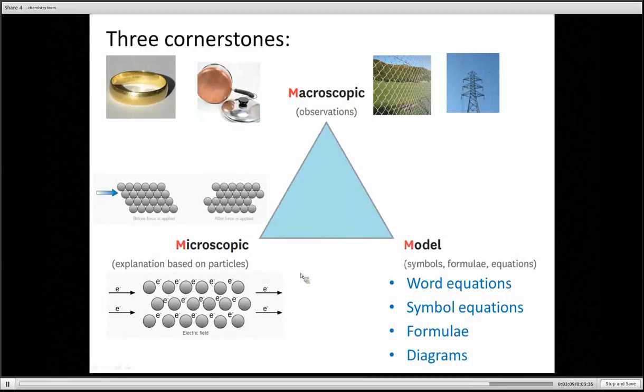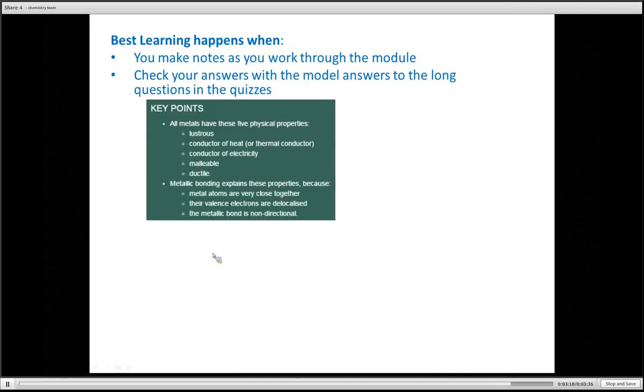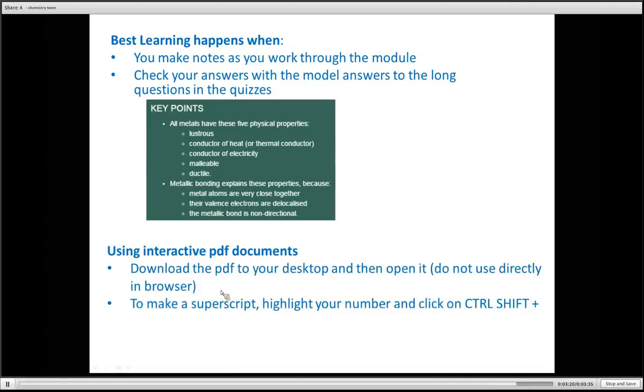Right, your best learning: remember, make notes, think and process as you go through it. Check your answers. Have you given all the detail? Do you know all the key points? And then, just as a reminder about the interactive PDFs, download it to your desktop, then open it. Don't leave it in your browser, because then you can't hyperlink it or use superscripts or subscripts.